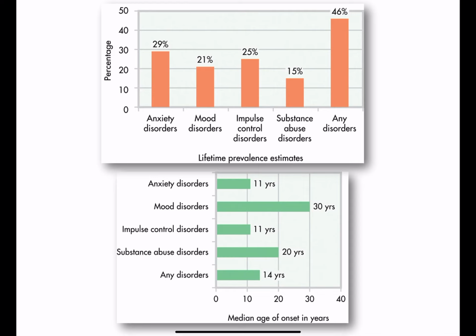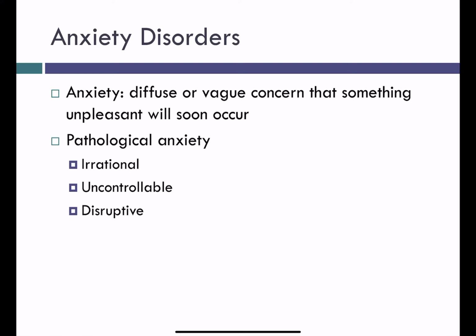And so we're going to go through a couple of categories, a couple of types of disorders, and we're going to highlight those. So the first is anxiety disorders. We define anxiety as a diffuse or vague concern that something unpleasant will soon occur. And it's important to remember that this is excessive given the situation, or it interferes with your ability to function. And so it being excessive or interfering with functioning is what makes it abnormal, what makes us classify it as a disorder.